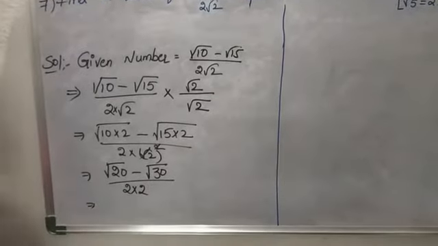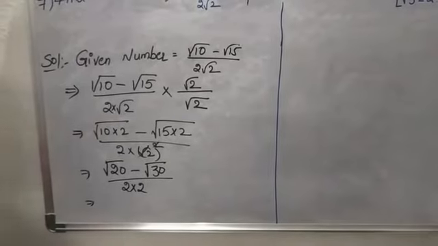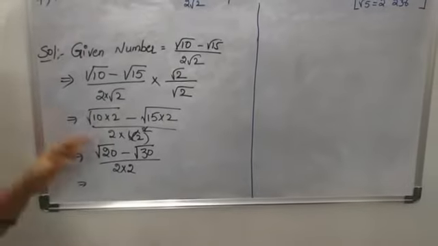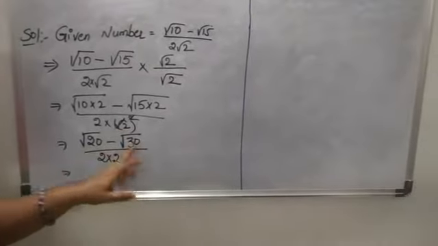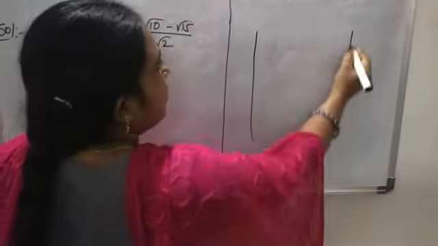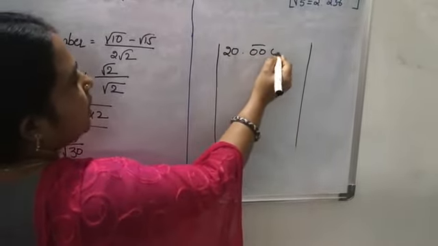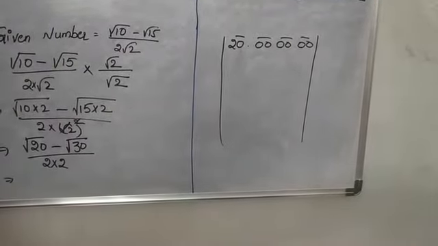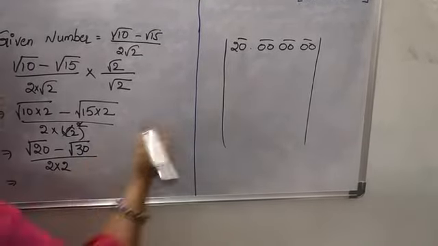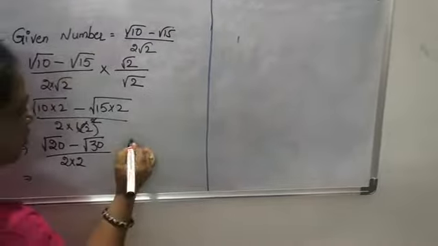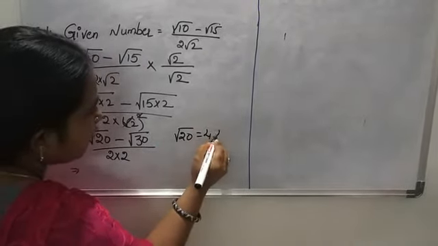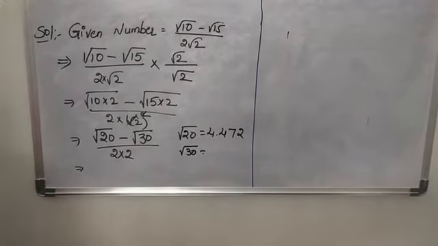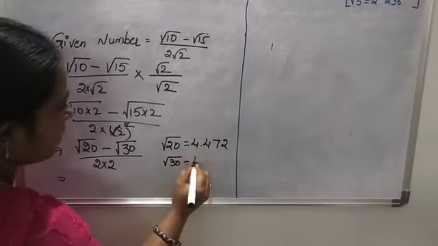Now root 20 and root 30 values are not given, but to easily get the answer to this question, we have to find the root 20 and root 30 values by using the bar method. Take 20, and up to 3 decimals means take 3 pairs of zeros, and do the same process. You will get the value of root 20 as 4.472, and root 30 by the same method is 5.477.